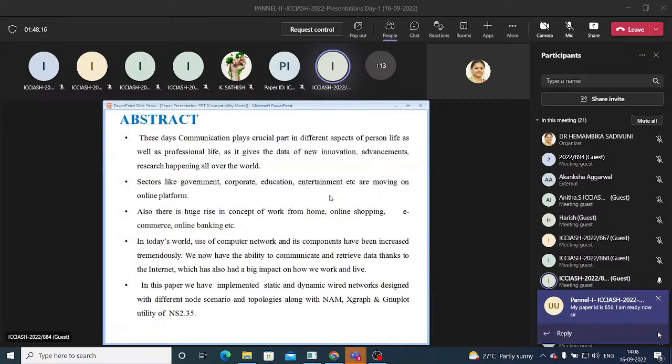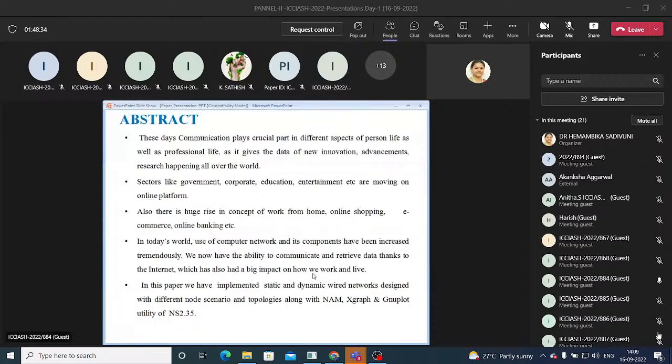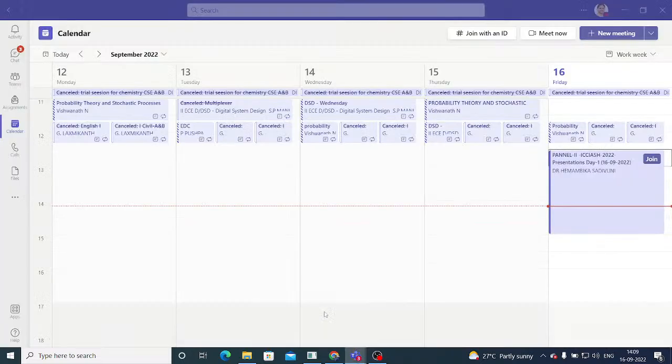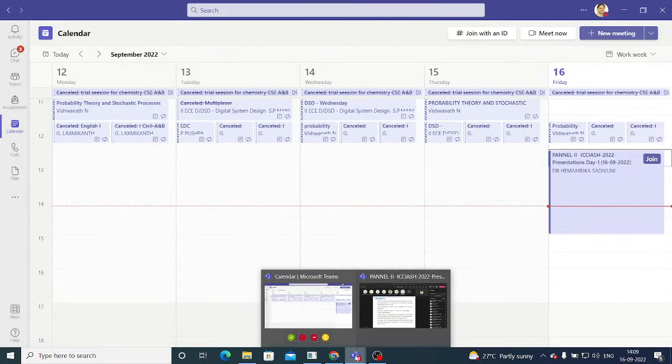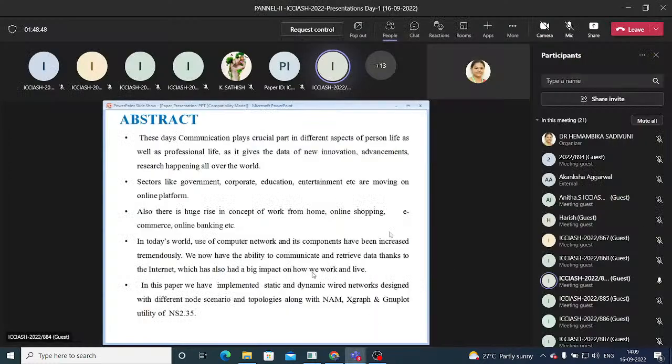So we now have the ability to communicate and retrieve data thanks to the internet, which has a big impact on our life, or how we work and how we live. In this paper, what we have done is implemented static and dynamic wired networks designed with different node scenarios and topologies, along with packages included in NS 2.35. So the version used is 2.35.